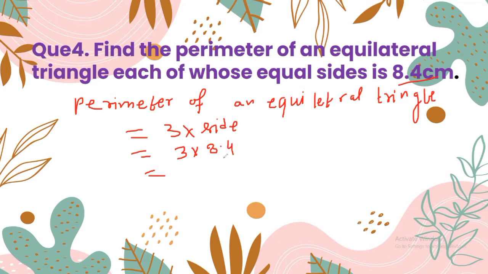So 3 multiply 8.4: 3 times 4 is 12, 1 carry, 3 times 8 is 24, and 24 plus 1 will be 25. So the answer will be 25.2. But centimeters are given, so you need to write centimeter. So the answer will be 25.2 centimeter. This is the perimeter of an equilateral triangle whose equal side is 8.4 centimeter. So this is question number 4.